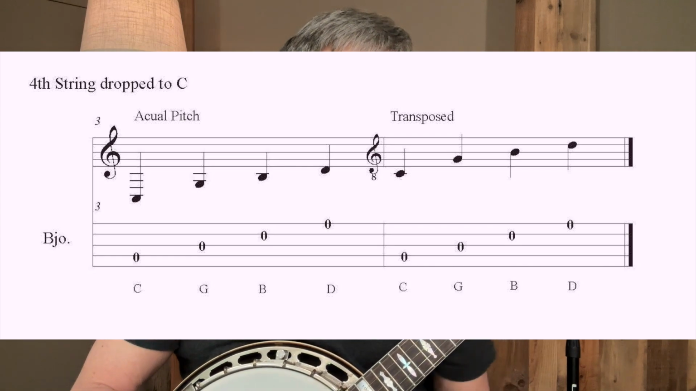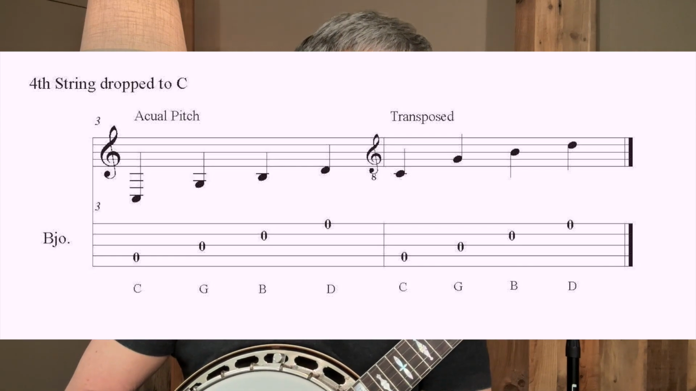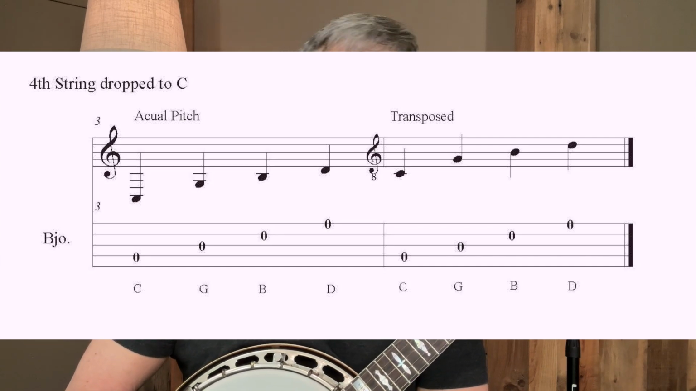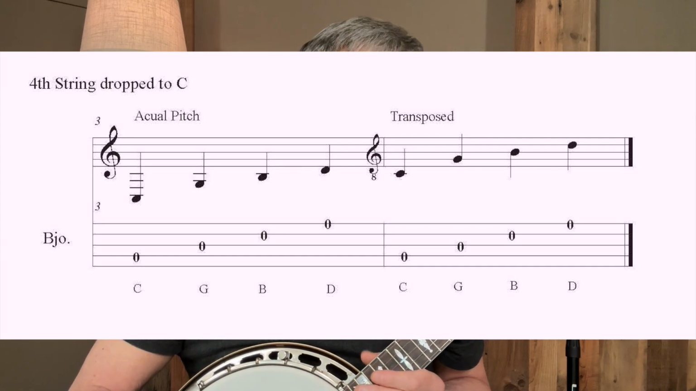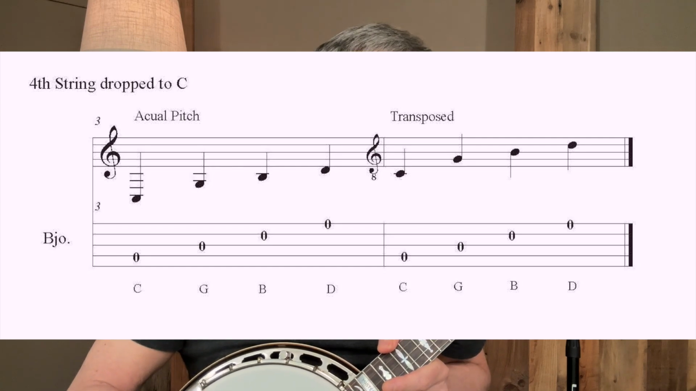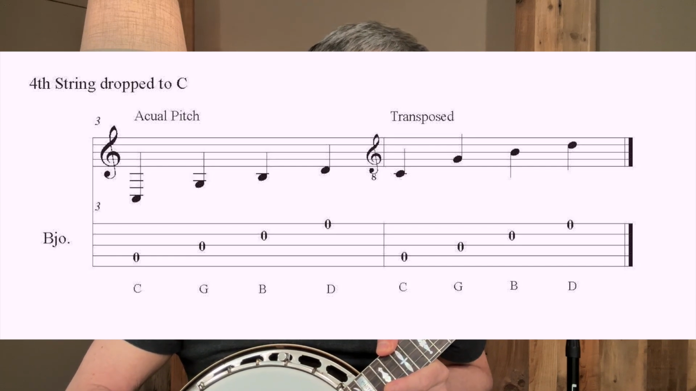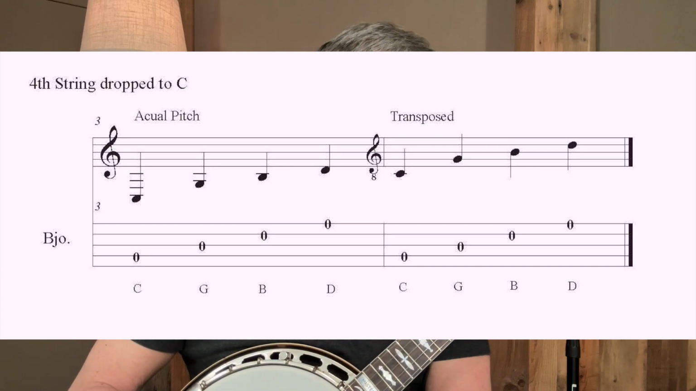Now again, let's look at these two measures represented on the graphic. This is the same thing as we went over before, only with the fourth string dropped down to C. So on the left we have the actual pitches of the banjo with the fourth string dropped to C. This is that tuning that you would use to play Home Sweet Home or something like that, which is used a lot in bluegrass, but I wanted to cover the way these notes look in notation as well. So on the left, actual pitches with the fourth string tuned to C. So C, G, B, D.